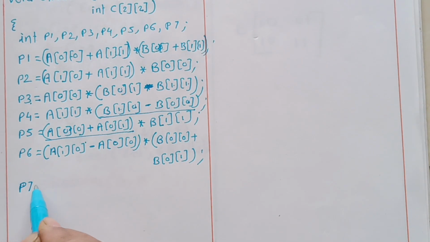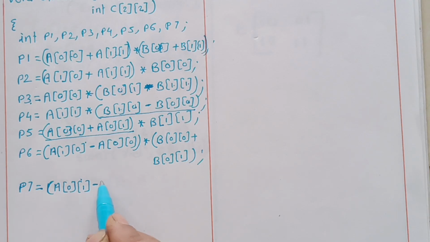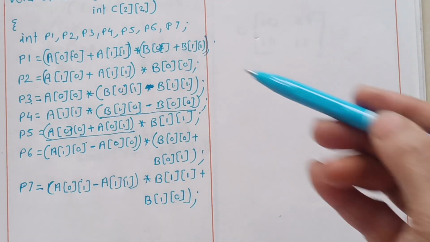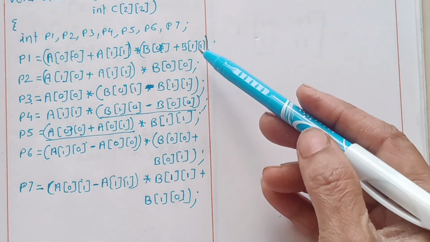Same you have to write down for the p7 formula. Okay, but what you have to change here: same you have to write down a, but where 1 is there you have to write down 0, and where 0 is there you have to write down 1. Okay, same a, if 00 is there you have to write down 11 here. Next b, instead of 0 you have to write down 1, if 0 is there write down 1. Okay, plus b10. So here your 7 formulas are ready.